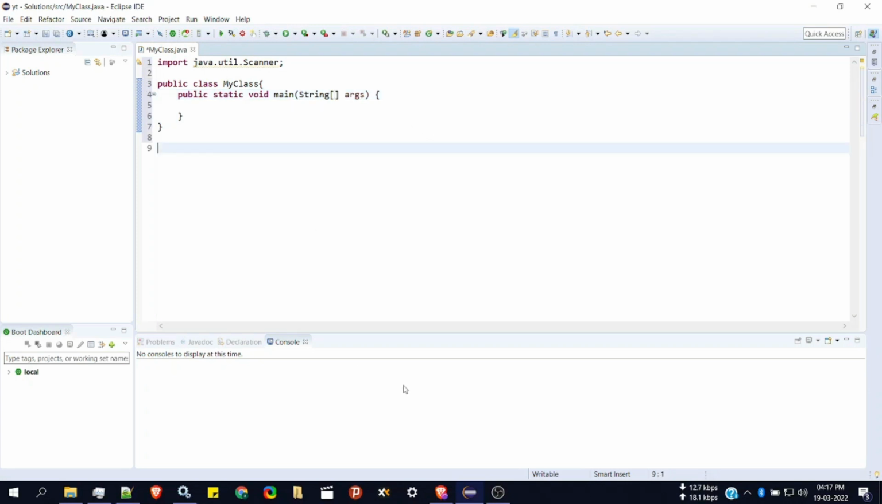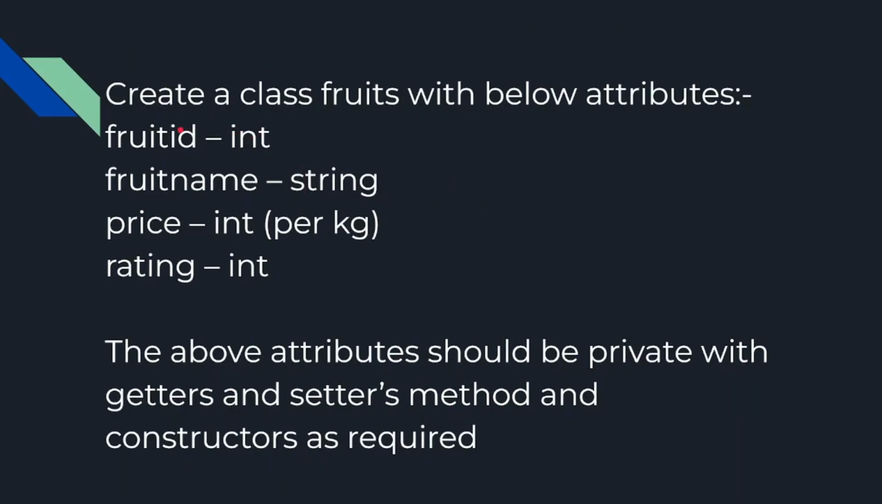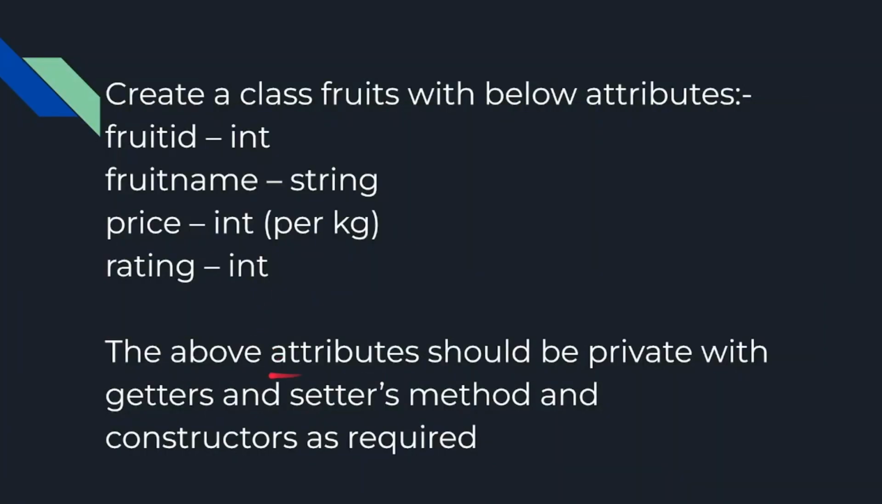Then the next step is to create the class. They have asked us to create a class fruits. So the name of the class should be fruits and it should have the attributes fruit ID, fruit name, price and rating, which are of type int, string, int and int respectively. So we will create a class called fruits and it will have 4 attributes. And they have also mentioned that the attributes should be private.